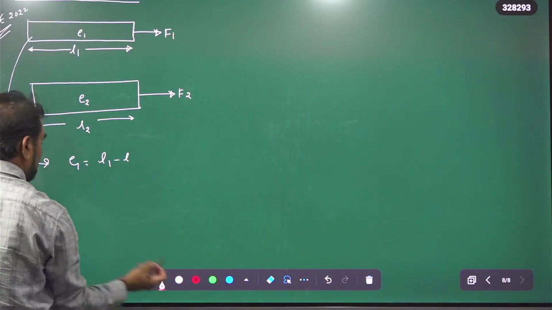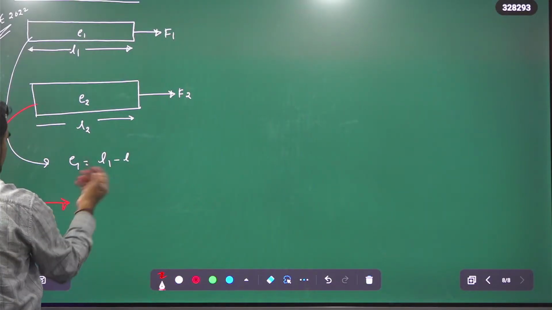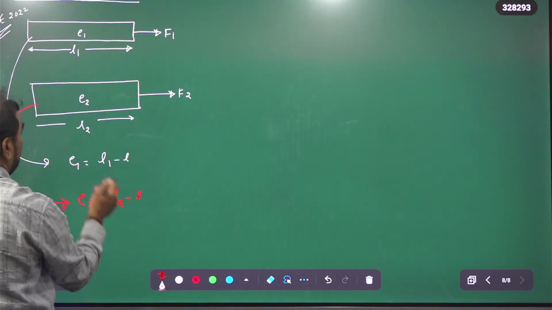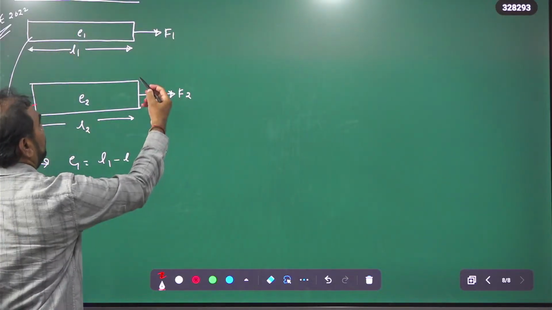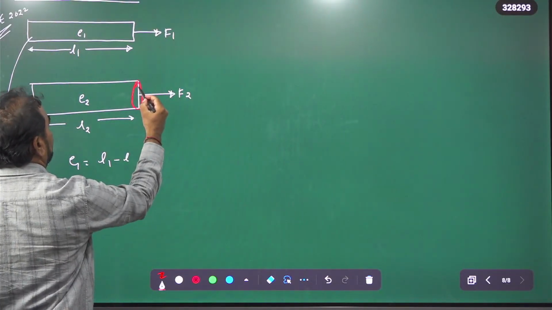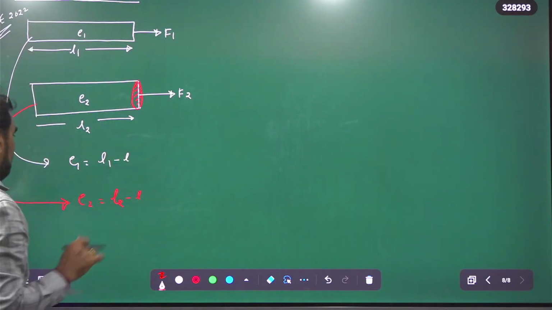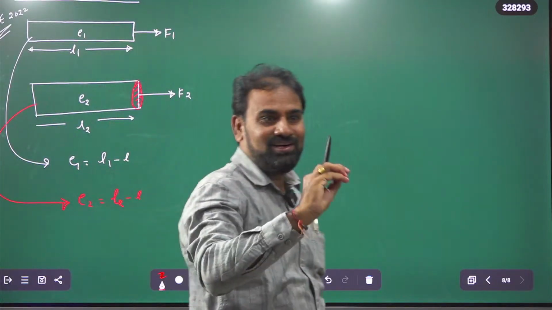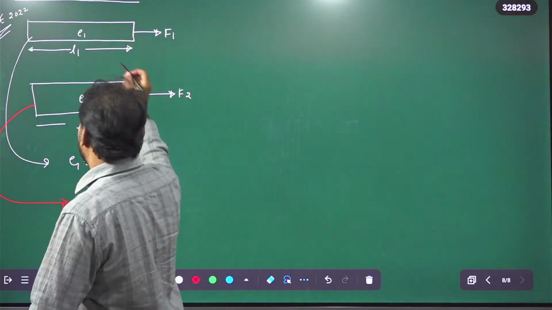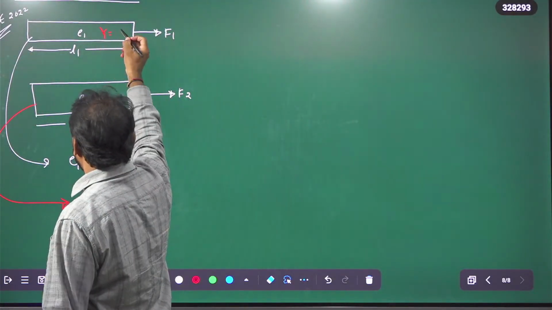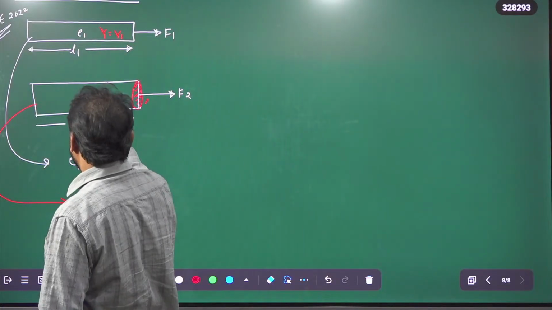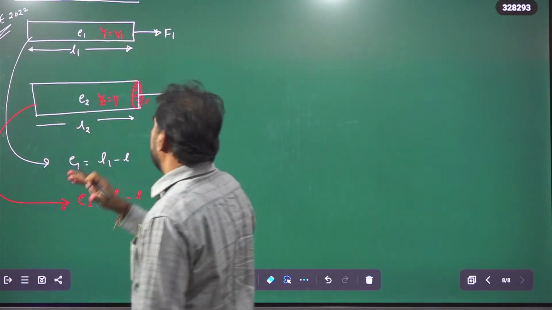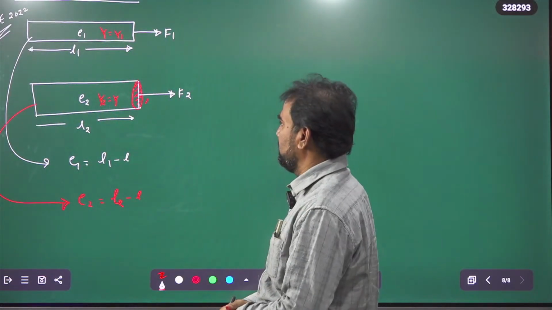In the second case, the elongation E2 would be equal to L2 minus L. L2 must be greater than the natural length, because we applied some amount of force at this end. The wire is the same. The nature of the wire and its material does not change. Therefore, it has the same Young's modulus, Y1 equal to Y2, but the forces are different.